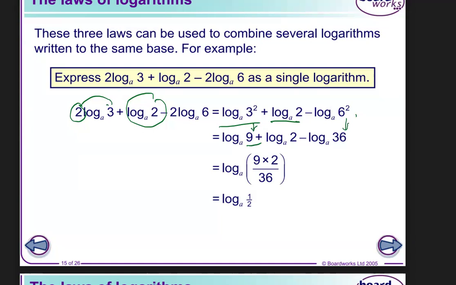When you are adding logs together, it is multiplication. When you are dividing, that is actually subtraction. So you can see that this one is this multiplied by this divided by this one. So I give you that.